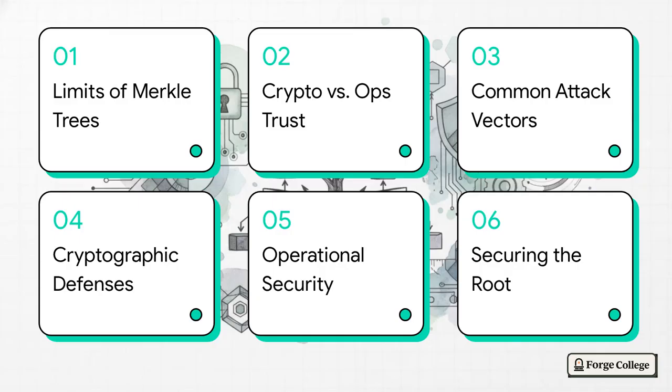Okay, let's dive right into this blueprint. Today, we'll be looking at the limits of Merkle trees, diving into cryptographic versus operational trust, and exploring common attack vectors. Then, we'll build our cryptographic defenses, implement operational security strategies, and finally, wrap up by securing the root.